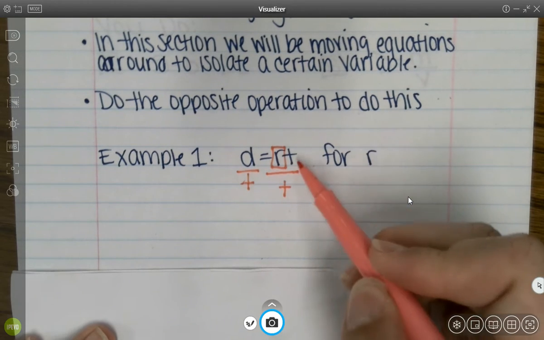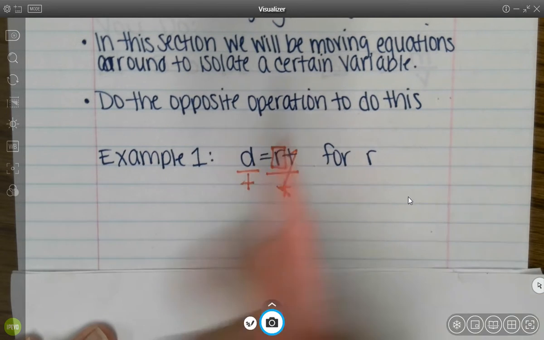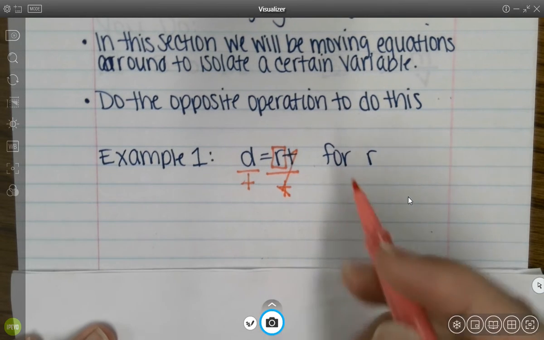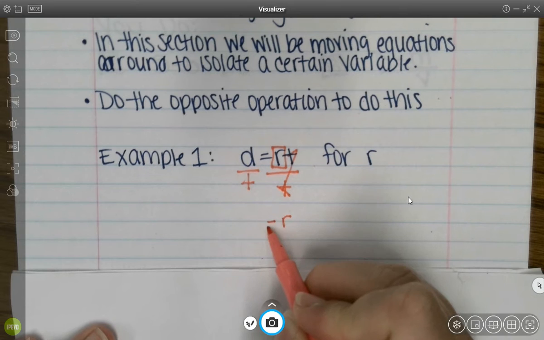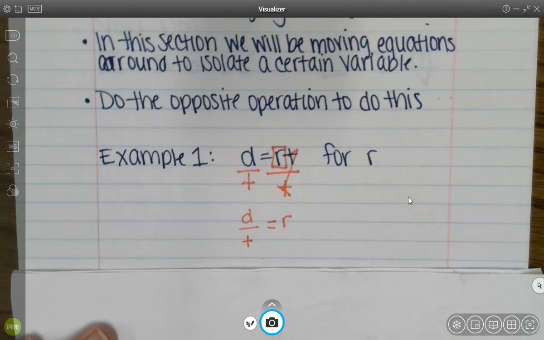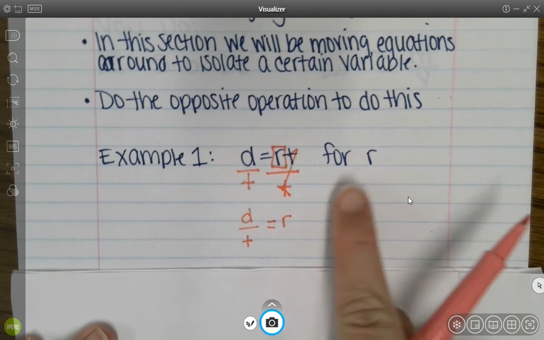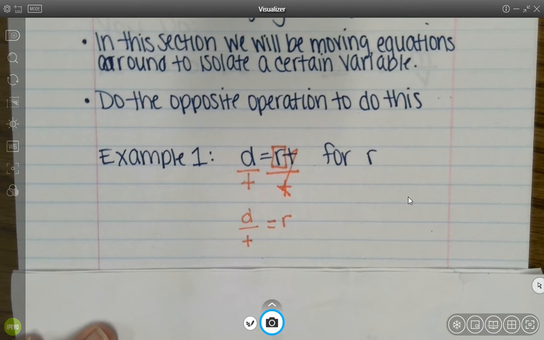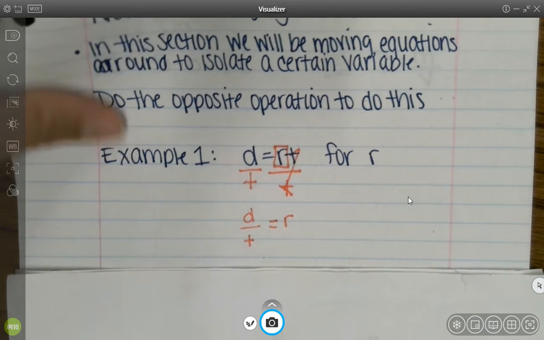In doing so, t divided by t makes the number 1. And so we are left with r equals distance divided by time. And that's it. We solved for r. R is currently by itself. All right, let's do another example together.